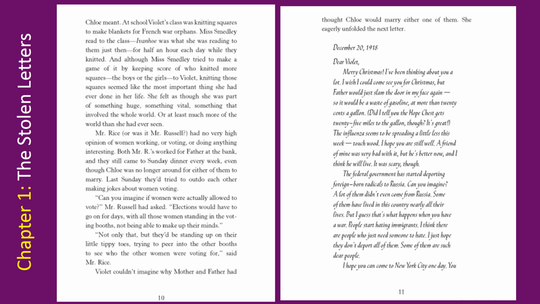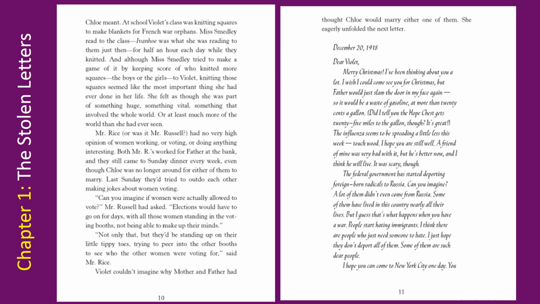Page 10. Violet, listening on the stairs, had known just what Chloe meant. At school, Violet's class was knitting squares to make blankets for French war orphans. Miss Smedley read to the class. Ivanhoe was what she was reading to them just then, for half an hour each day while they knitted. And although Miss Smedley tried to make a game of it by keeping score of who knitted more squares, the boys or the girls, to Violet, knitting those squares seemed like the most important thing she'd ever done in her life. She felt as though she was part of something huge, something vital, something that involved the whole world, or at least much more of the world than she had ever seen.